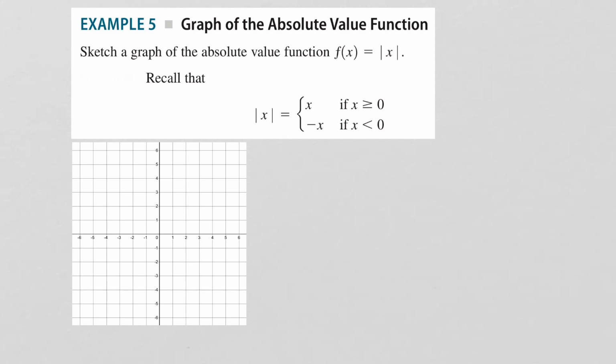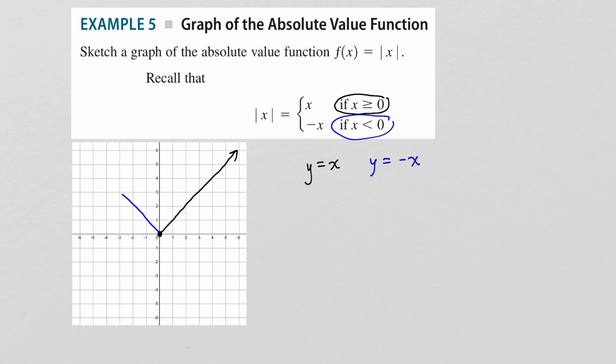Well, we can think of this as a piecewise defined function. So in other words, when x is positive, we are simply graphing y equals x. And we know that y equals x is this line right here. So that is what the graph looks like for positive values. And then if x is negative, we are simply graphing y equals -x. And y equals -x looks like this.